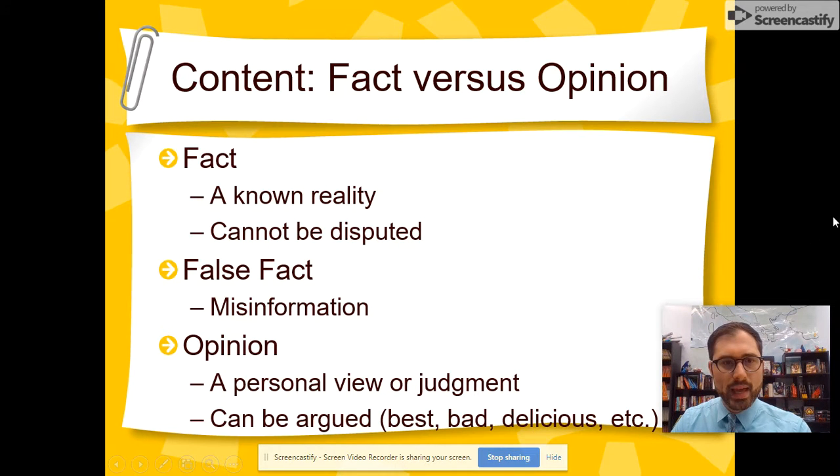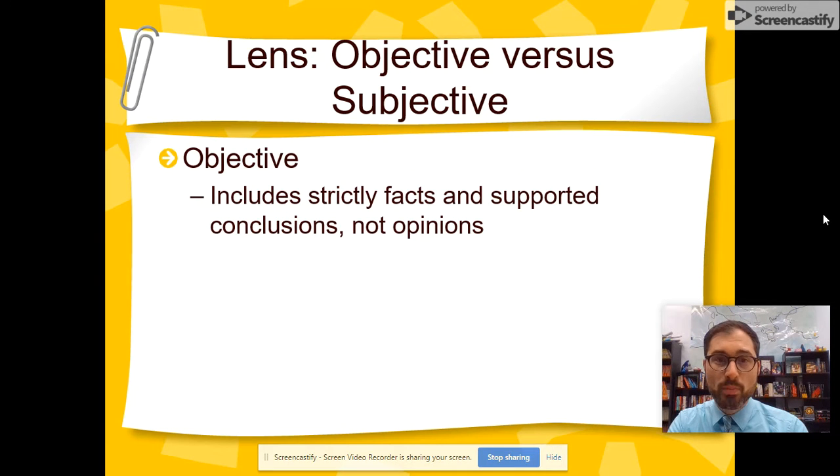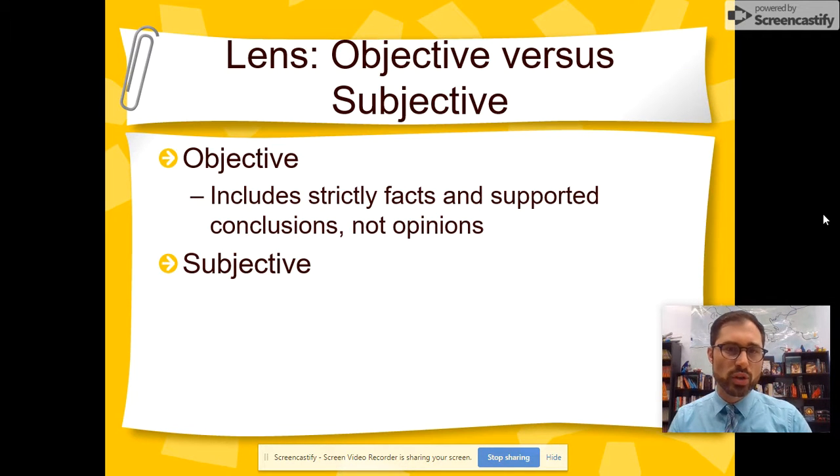The next piece we're looking at here is objectivity. To be objective means there are no opinions. We're only including facts. We might include some opinions if they are supported by facts, but police reports should be objective. Things in court should be objective. Referees should be objective. They're not letting their emotions sway them.